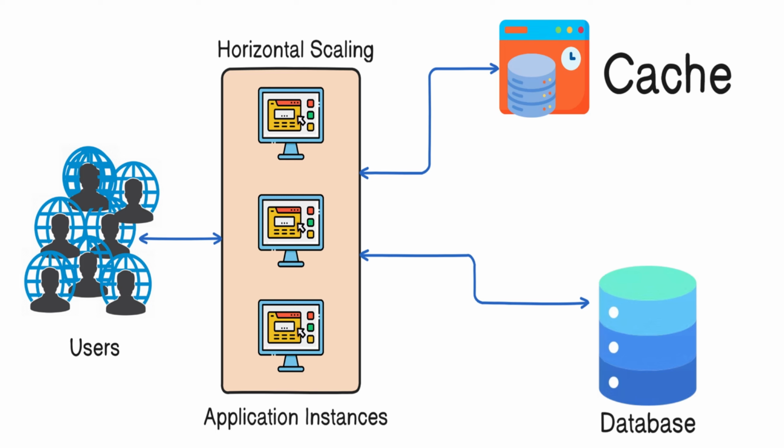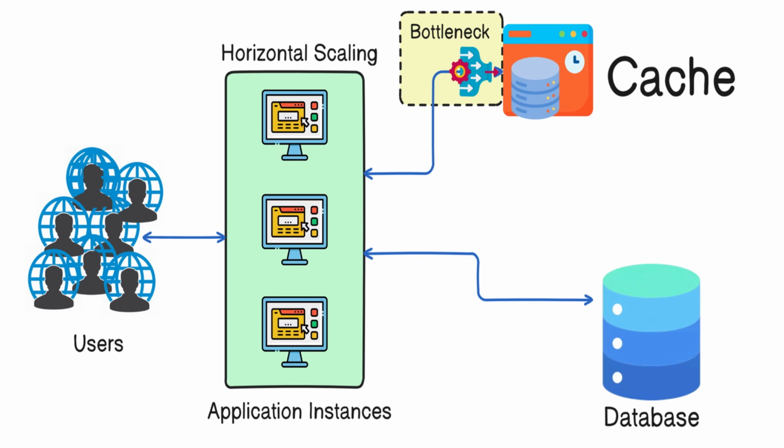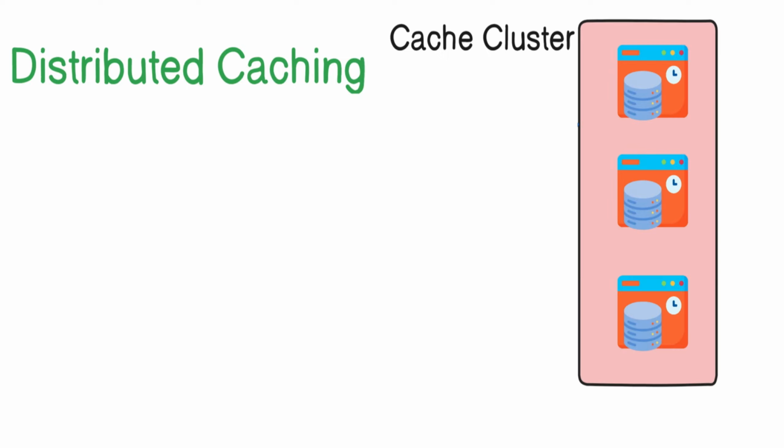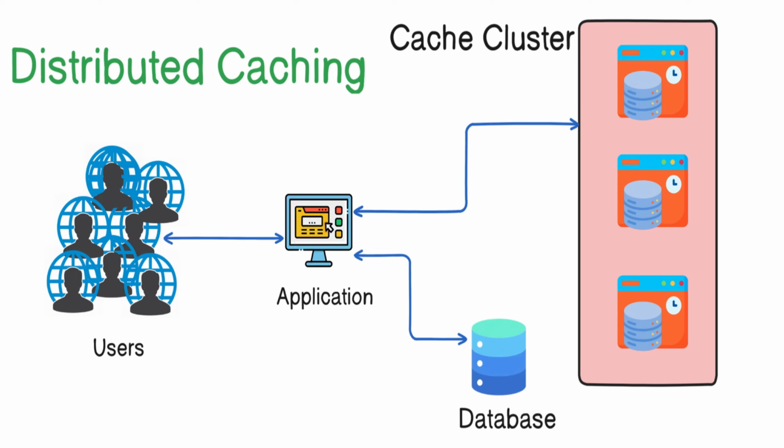But if we keep only one cache instance, it might become a bottleneck. With high traffic, this single cache gets overwhelmed. That will lead to slow responses or even failures. So what is the solution? The solution is distributed caching. Instead of relying on a single cache instance, we can use distributed caching to spread the cache data across multiple servers. This way, different requests can be sent to different cache servers, which will improve performance and also make the overall cache system more fault tolerant.